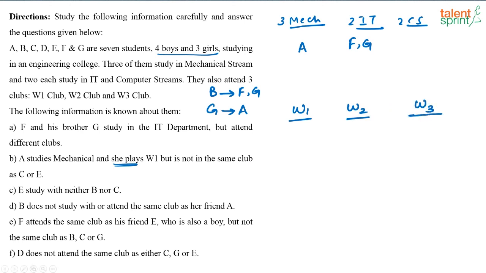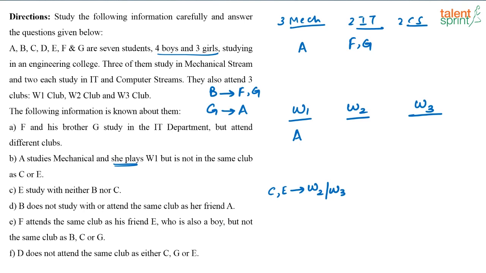The next way is to find out which club each person belongs to. Okay, W1, W2, W3. Now I know for sure that A is going to W1. Okay, and they are saying that A studies in mechanical, she plays W1 but she is not in the same club as C or E. So what does that mean? C and E do not belong to club W1. So C and E should either belong to club W2 or W3. We don't know which club. Next, E does not study either with B nor C. Okay, then they are saying B does not study or attend the same club as her friend A.